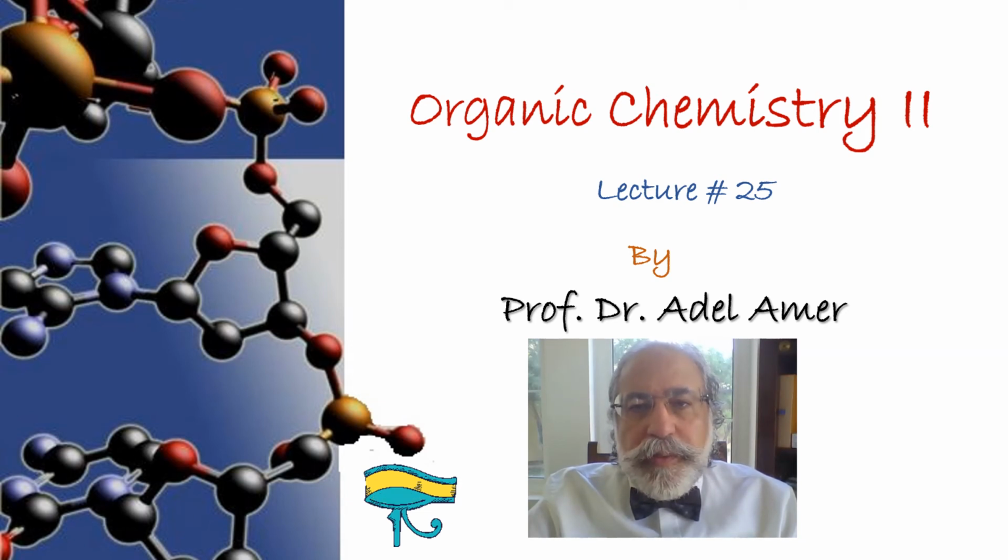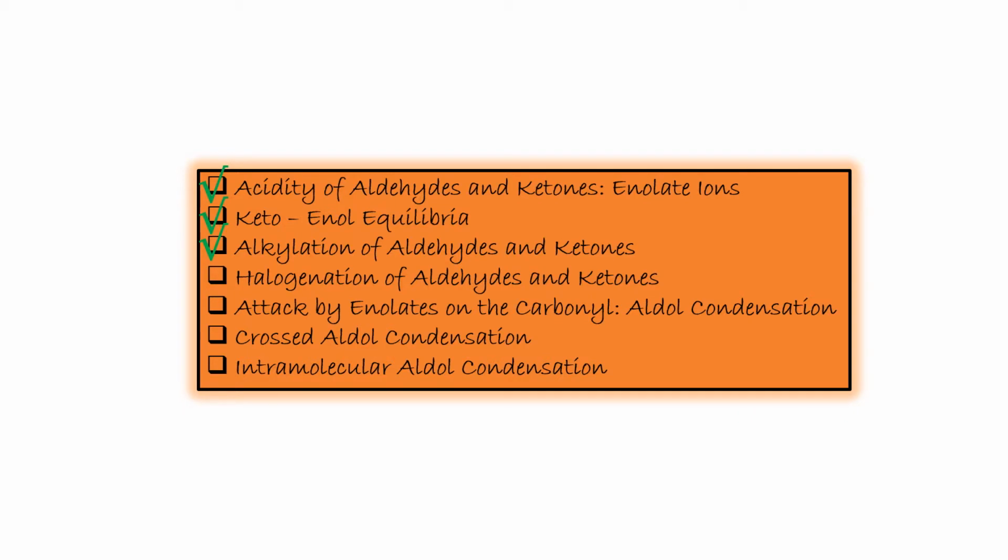Hello everyone, welcome to lecture 25, Organic Chemistry 2. Today we will continue on chapter 5, enols, enolates, and the alkyl condensation. In the previous lecture we covered acidity of aldehydes and ketones, keto-enol equilibria, and alkylation of aldehydes and ketones. Today we will continue on the alkylation, and we will cover the halogenation of aldehydes and ketones.